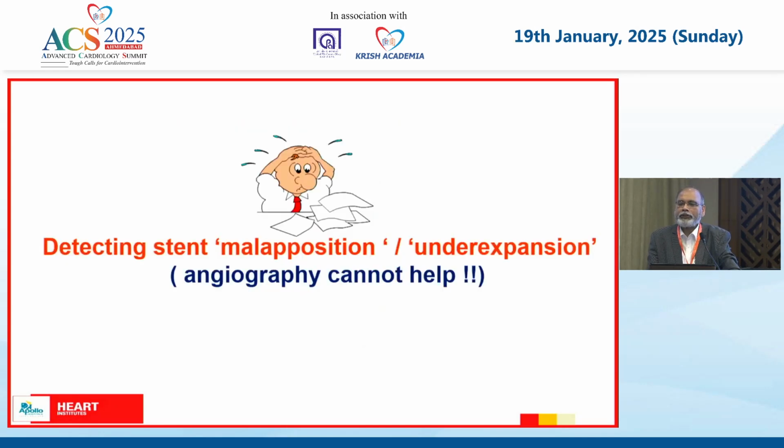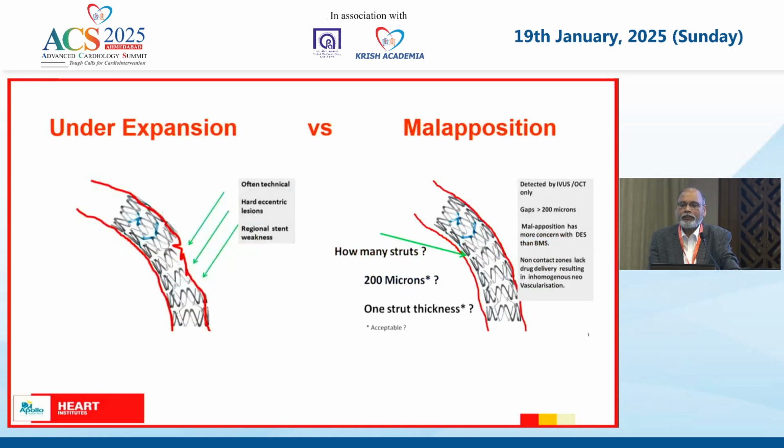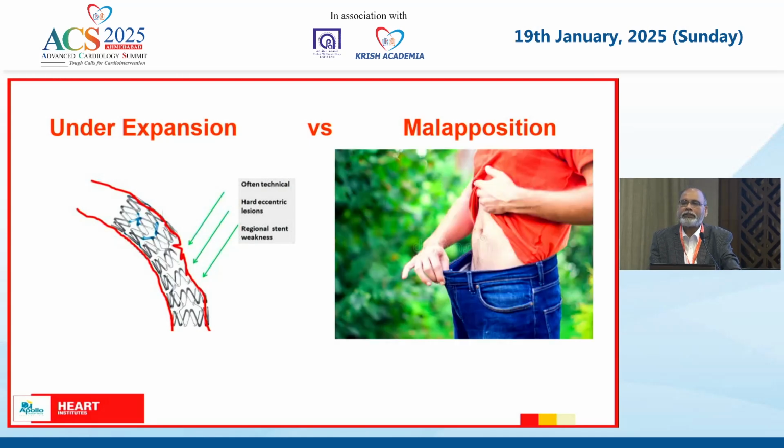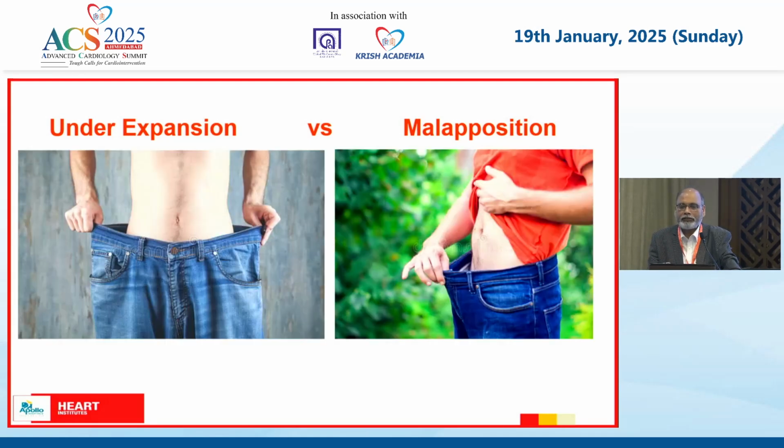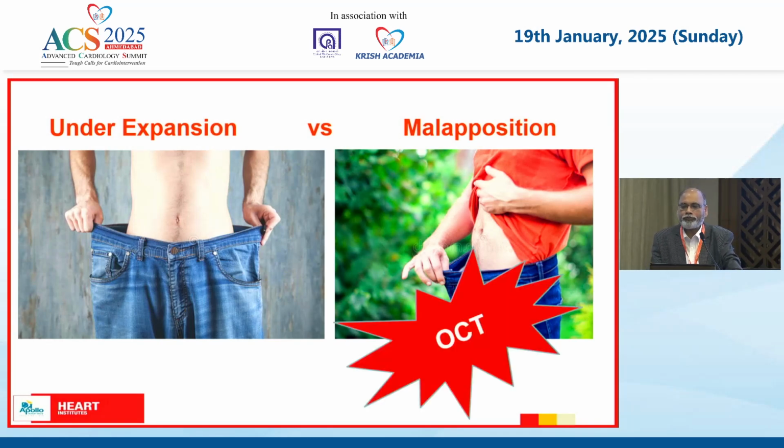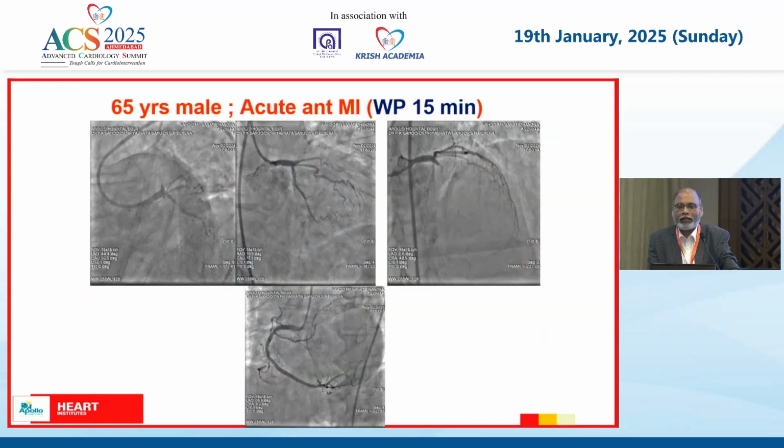Now, malapposition and under expansion, angiography cannot help. Malapposition is when the struts are beyond 200 microns, and an under-expanded stent is a stent which does not expand, for example in a hard eccentric lesion. Very simple. This is malapposition and this is under expansion. So you have to differentiate between these two. What is malapposition, what is under expansion, and OCT helps in that. I'll show you an example.